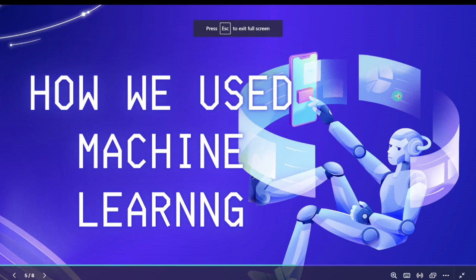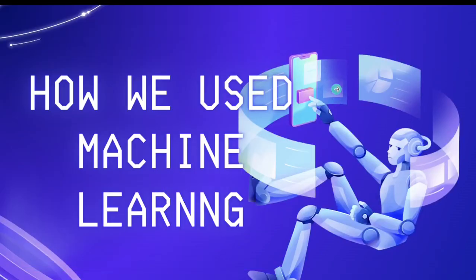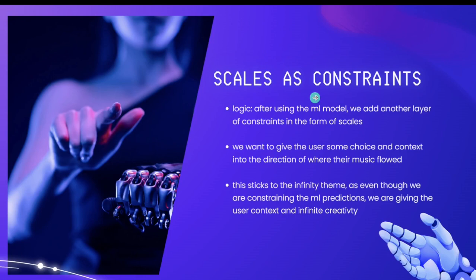So how did we use machine learning? As mentioned before, we used an LSTM model. LSTM stands for long short-term memory. Now, after mentioning the LSTMs, the thing with LSTMs is that it doesn't have the knowledge of.